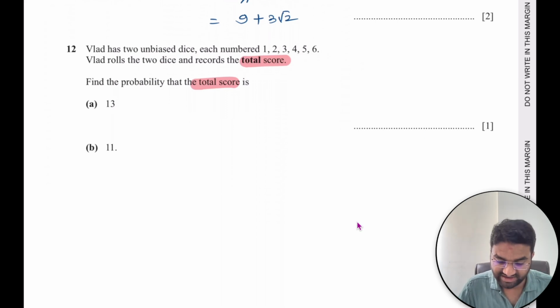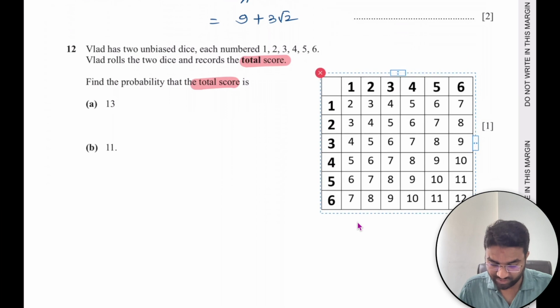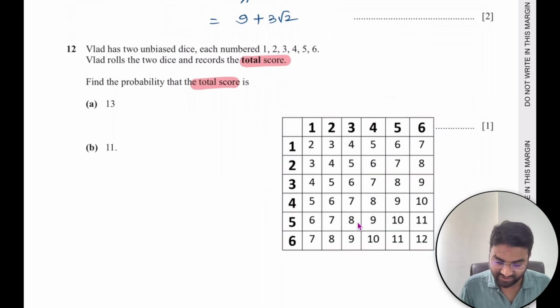So for your understanding, I will take the sum part chart here. I hope you can see this one. Here they are saying find the probability of this. Sum means 1 plus 1 is 2, 1 plus 2 is 3, and it goes on. This table you have to prepare.